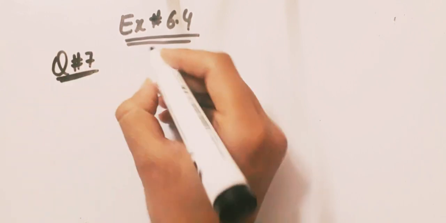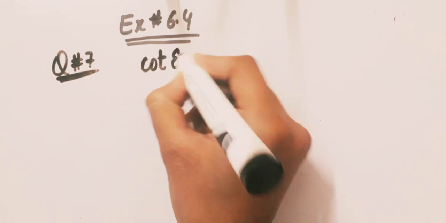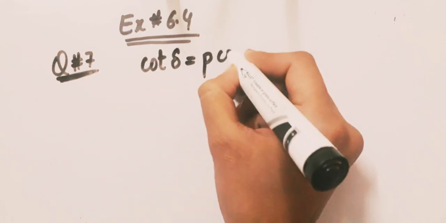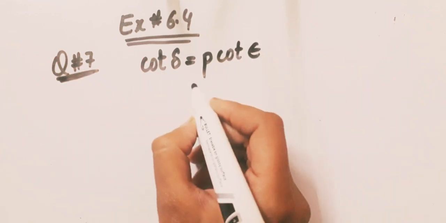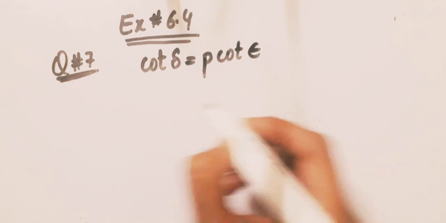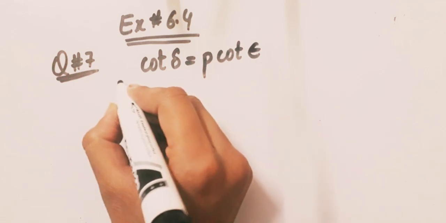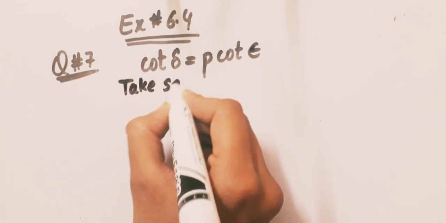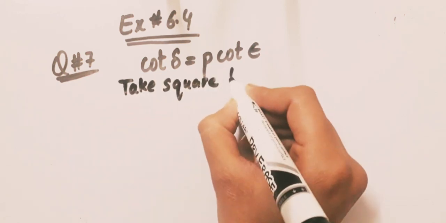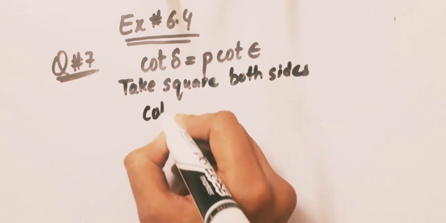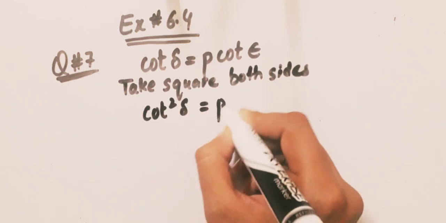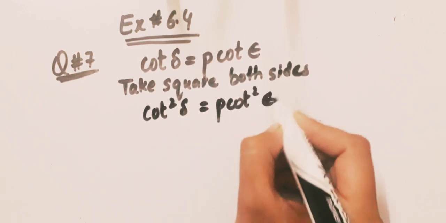Now we will solve this question. Question number 7. Given that cot delta is equal to p cot epsilon, you have to convert this in cosecant delta and cosecant epsilon. First of all, take square on both sides. It will become cot square delta equals p cot square epsilon.